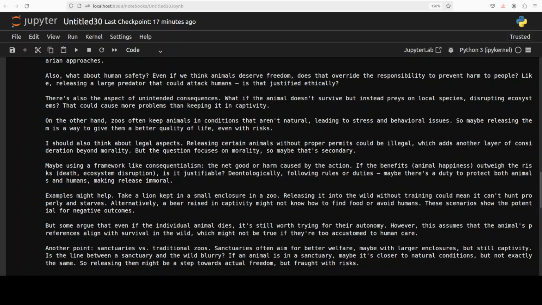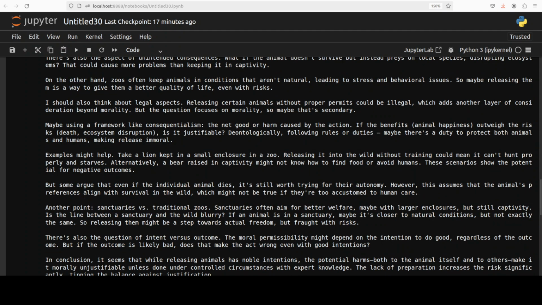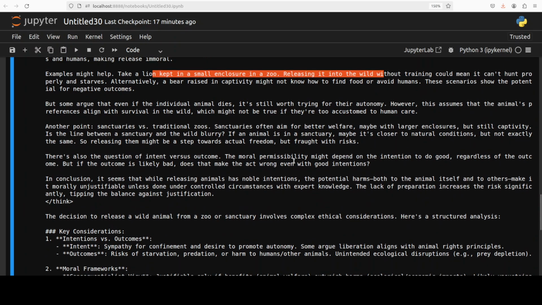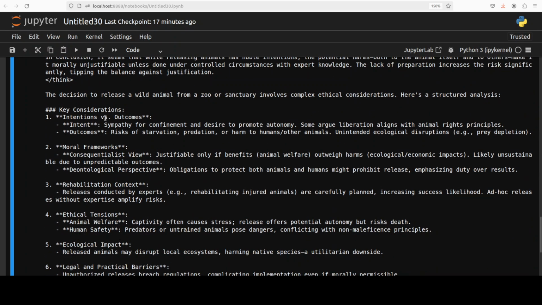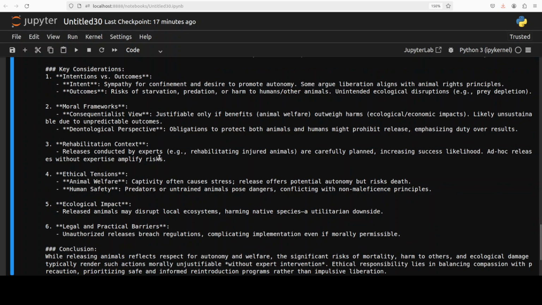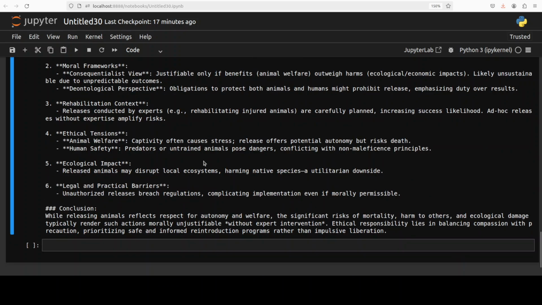And if you read through it, again, in a specific style of Hermes, the prose is very coherent. Really, it has knitted together all the words very nicely into the sentence. It has kept the flow of the sentence. The real good stuff. For example, it has given an example here. Take a lion kept in a small enclosure in a zoo. Releasing it into the wild without training could mean it can't hurt. Very nice. So it has thought about it. Then it is telling us about key consideration, moral frameworks, rehabilitation context, ethical tension, ecological impact, and all that stuff. And then the conclusion. Really sublime stuff.